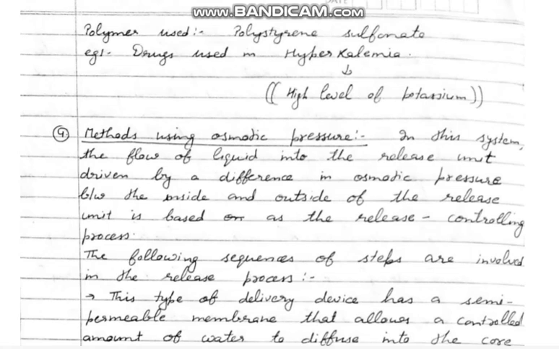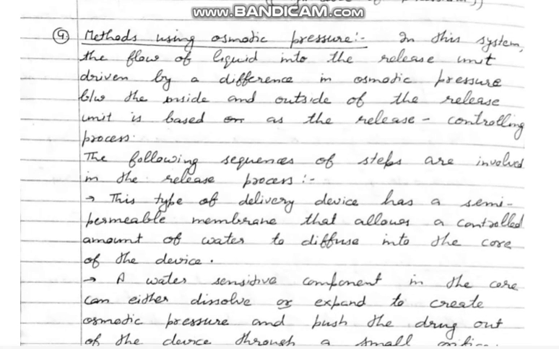Fourth method for making CDDS is the method using osmotic pressure. In this system, the flow of liquid into the release unit is driven by a difference in osmotic pressure between the inside and outside of the release unit. The following sequence of steps are involved in the release process. First of all, this type of delivery device has a semi-permeable membrane that allows a controlled amount of water to diffuse into the core of the device.